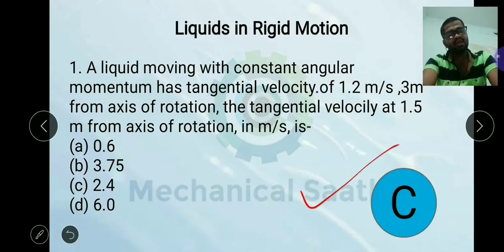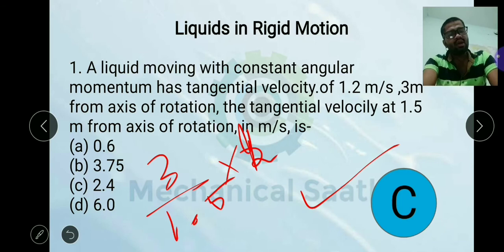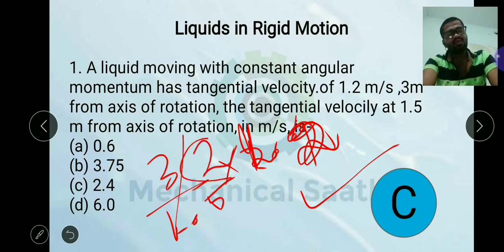So we got 3 by 1.5 into 1.2, sorry, 1.2. If we divide this, we get 2, and if we multiply with this, we get 2.4.